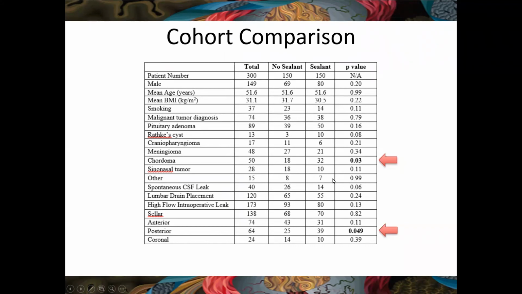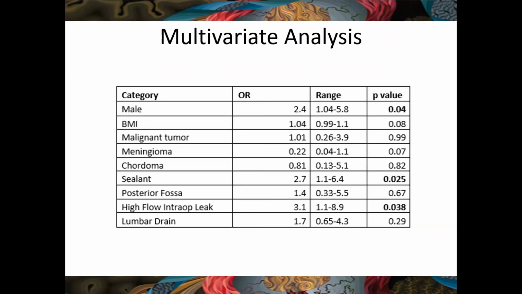Looking at a multivariate analysis of these factors, we see that the use of sealant is significantly associated with a higher rate of postoperative CSF leak, independent of tumor type, independent of tumor location, and independent of lumbar drainage. A co-variable that was also independently associated was high flow intraoperative leaks. But even in the presence of high flow intraoperative leak, sealant appeared to be also a significant factor in the subsequent risk of postoperative cerebrospinal fluid leak.